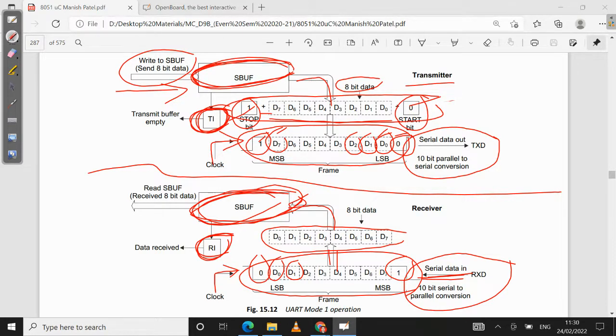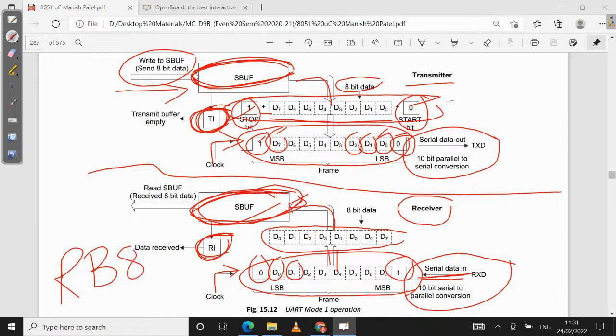Now when you talk about mode 1, the important thing is that your interrupt flag TI is set once all the 10 bits have been sent. And in the receiver, the stop bit goes into bit RB8 of the SCON register. This is important, I am writing it down here. For reception, you have this particular figure below. Whenever you are receiving the data, the stop bit goes into bit RB8.